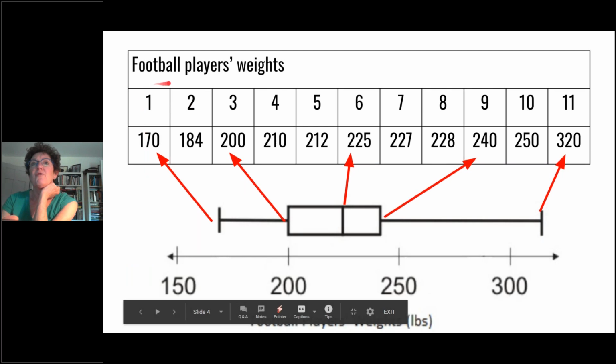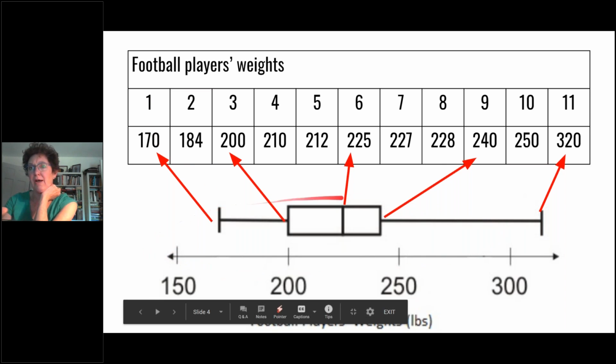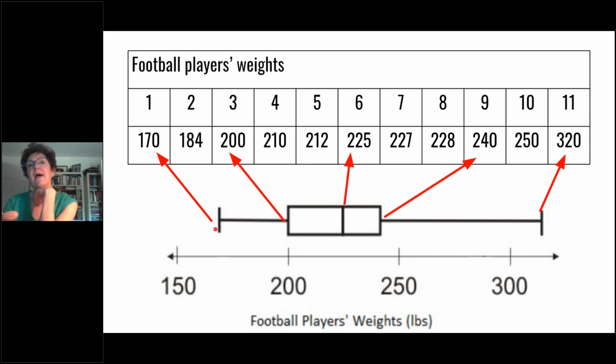This is the same chart, the football players' weights in pounds, and this is the box and whisker plot that was in that problem that we saw at the very beginning. So look at this bar right here that I showed you as being an important part. This bar matches that data point. This bar matches that data point. This bar matches this data point. This bar matches that one. And finally, this bar matches that one.